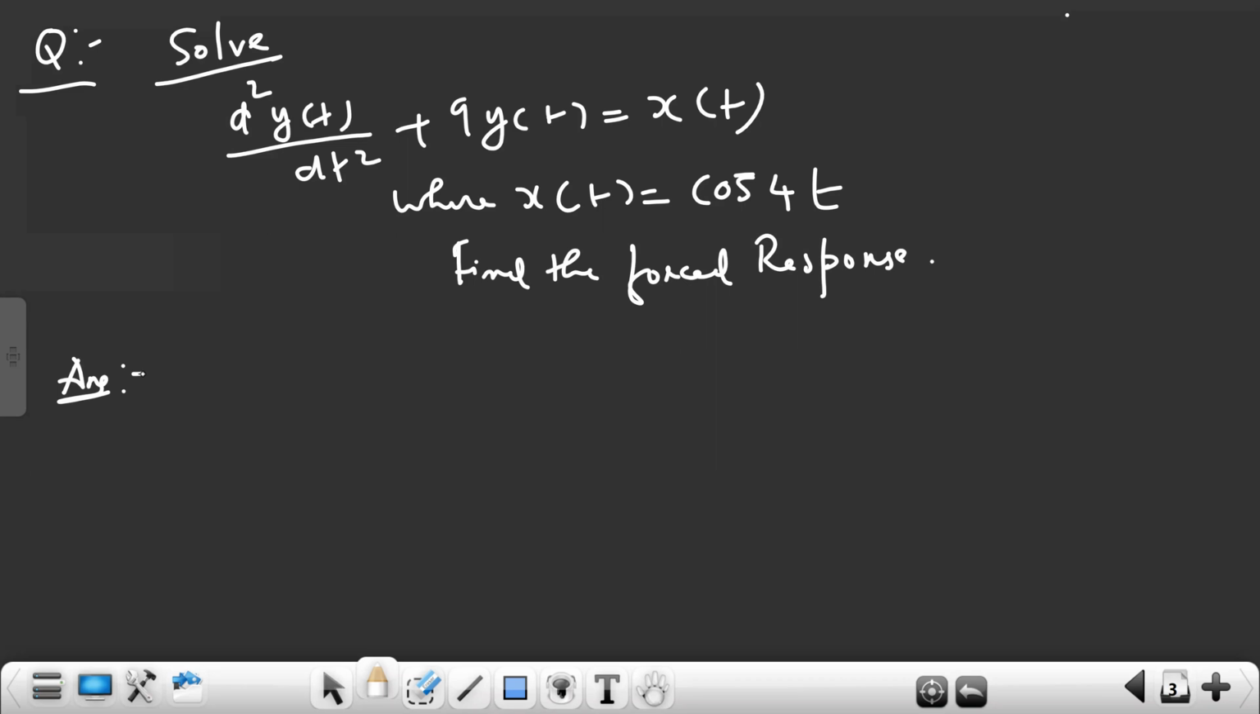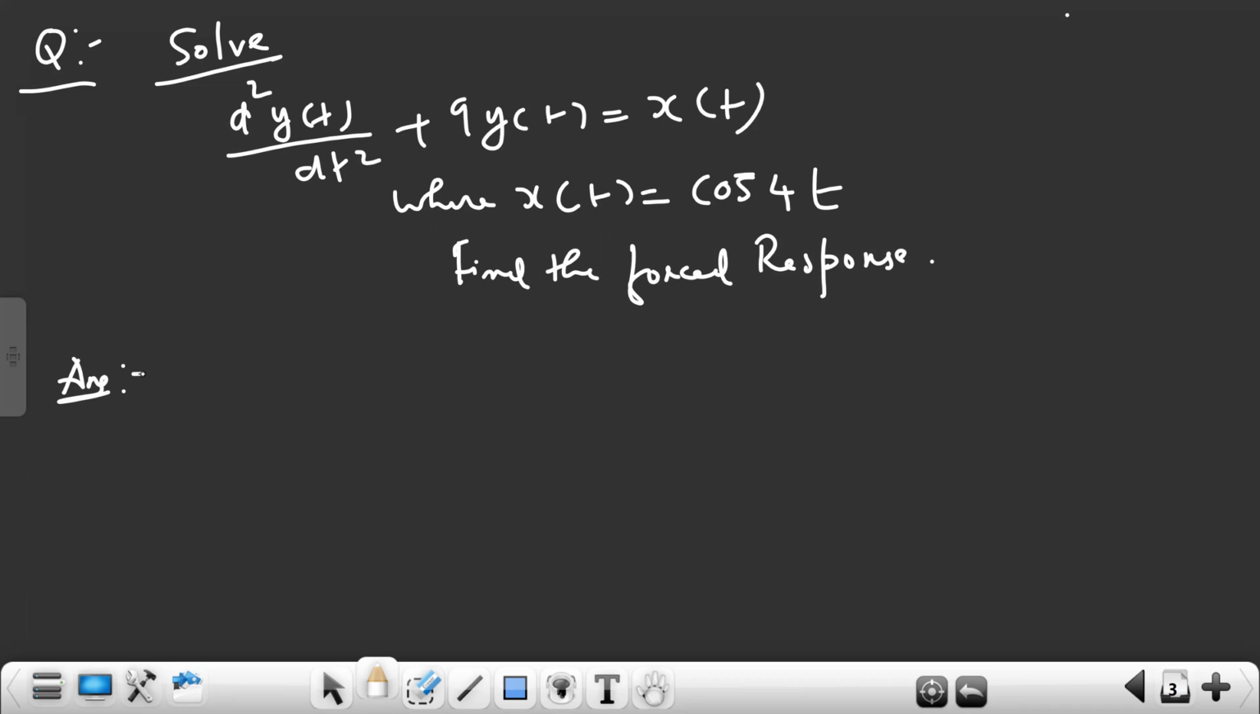To find the forced response, your output y of t, it is specified that you have to find y of t. But which y of t, natural or forced? That is why it has been specified. You are going to find the forced response yf of t. To find the forced response, first we should find the natural response, then find the particular solution, and then add these two. So first of all, we are going to find the natural response.